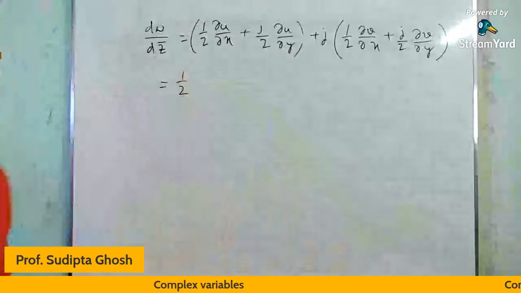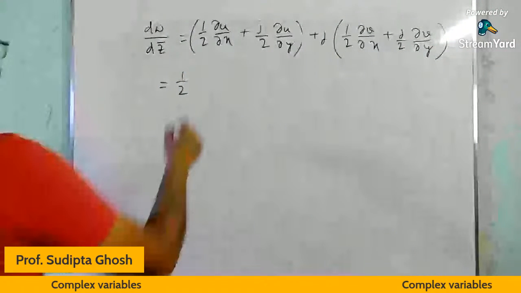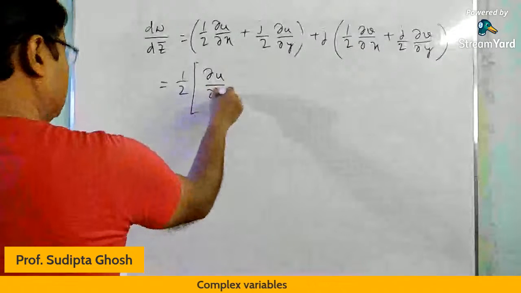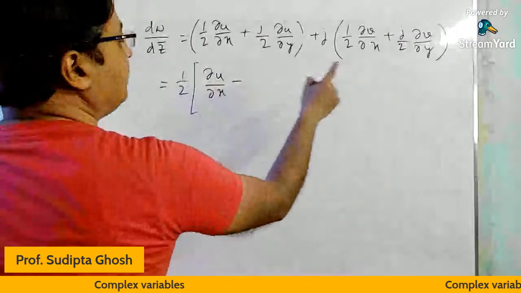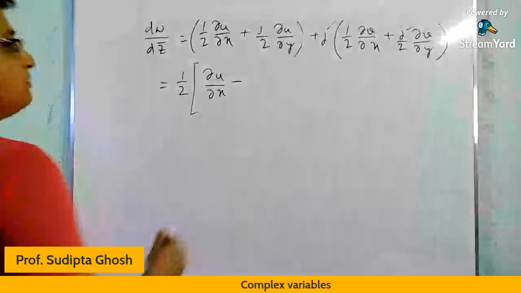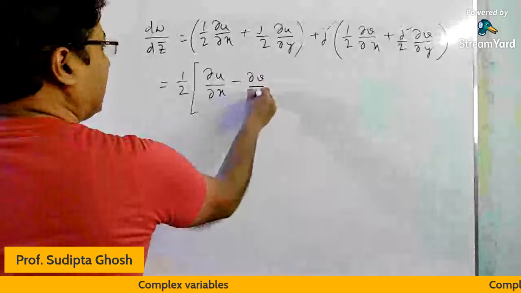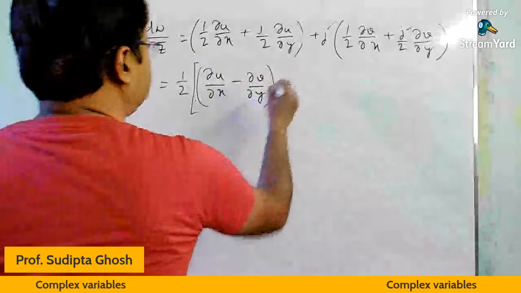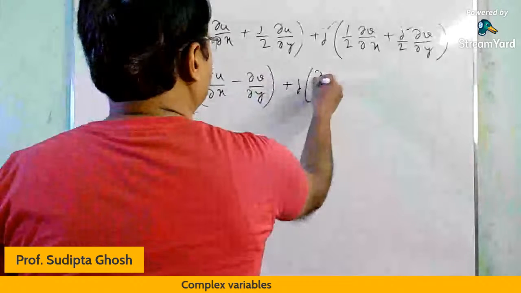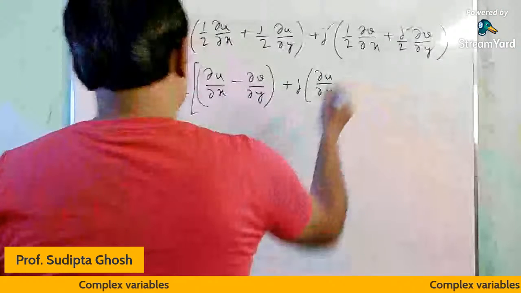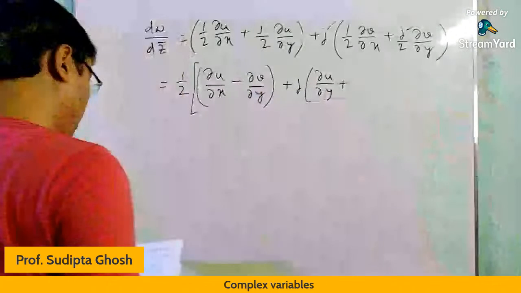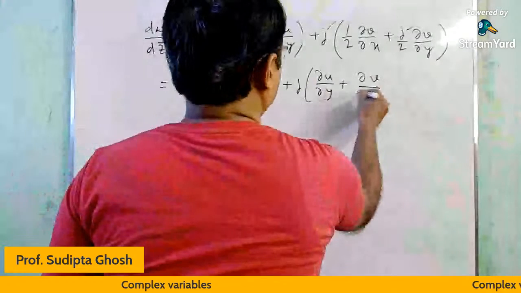I can take half common. So by taking half as common, we have del u del x minus del v, that is j, and j means j square. So that is minus del v del y. These are the real terms, and then taking j common, that is del u del y plus del v del x.